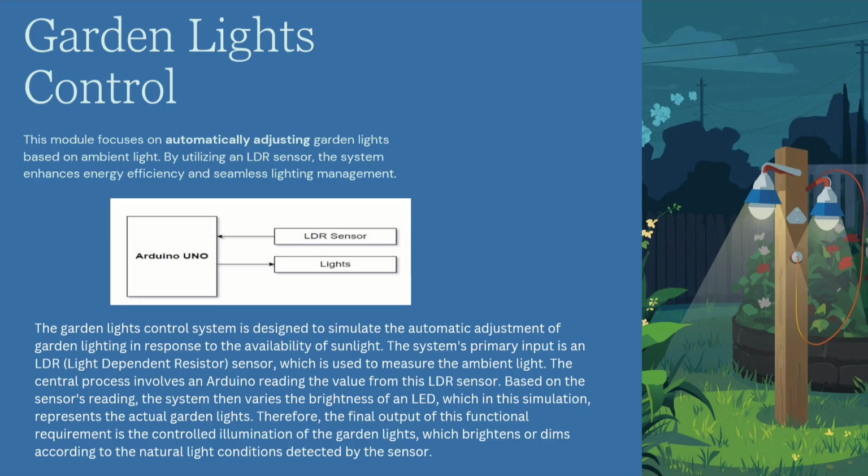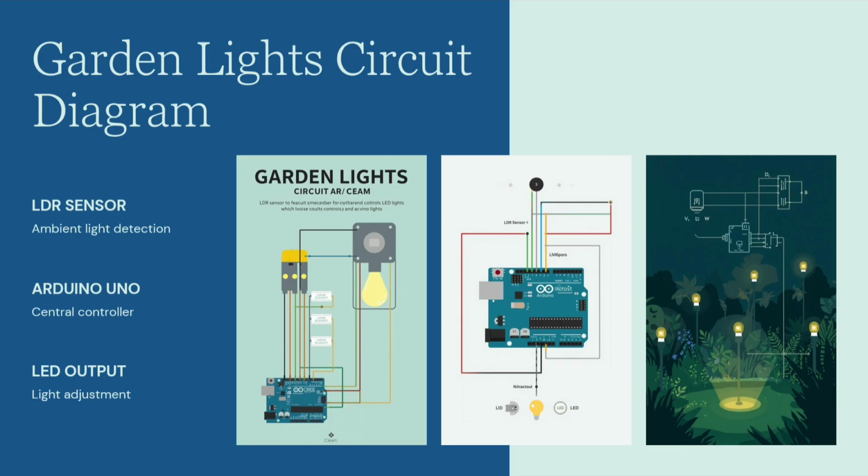Here is one of the circuit diagrams. The LDR sensor is a light detector for whether the sunlight is there or not. It tells the Arduino. The Arduino is the controller. It sends the data to the output, whether the current needs to pass or not to the lights. The light is the output.